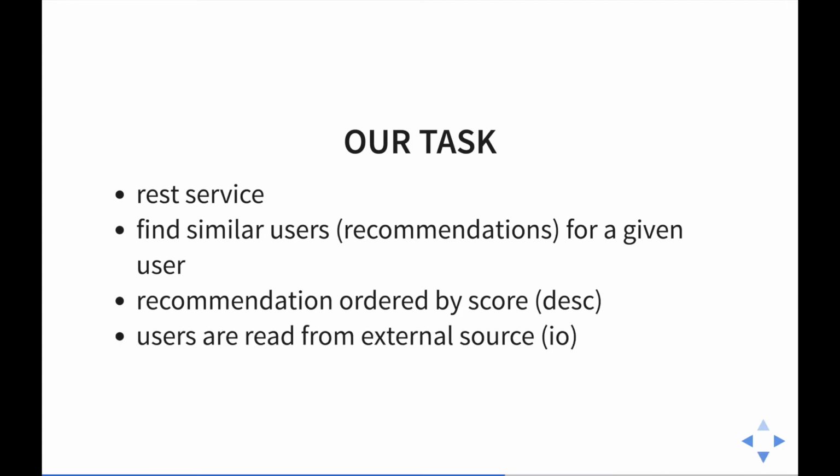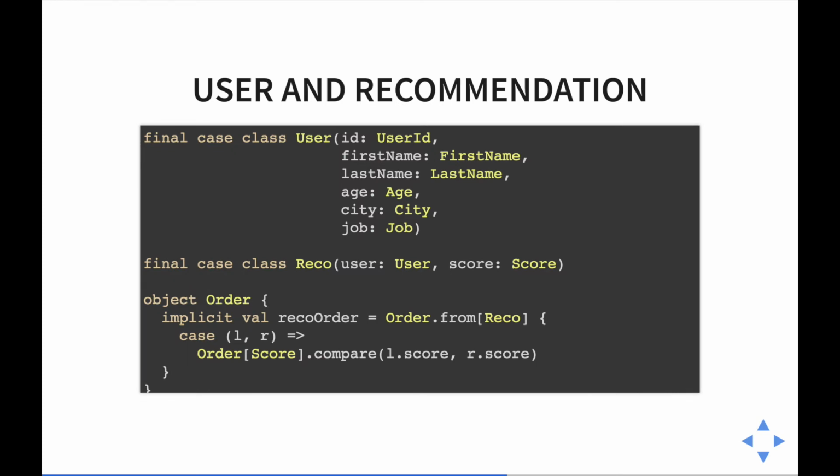And for this example, we want to read this user information from some I/O source. Otherwise, it's not really real world, because nobody has all this information in memory and just uses it from memory. So that's our task. How does our data look like? First of all, we have a user. We just have an ID, a first name, last name, an age, a city, and a job.